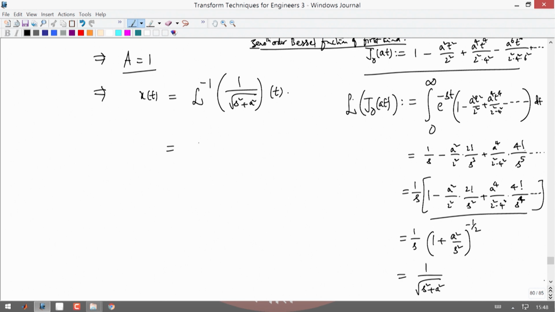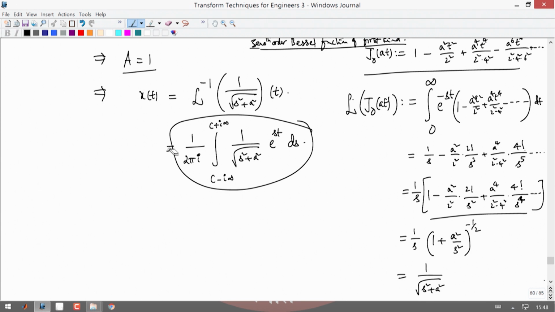So you can think of this as calculating the general Laplace inversion, from c minus i infinity to c plus i infinity, of 1 by square root of s square plus a square times e power st ds. So this is what you have to calculate. 1 by square root of s square plus a square is having branch points. That's a different technique you have to exploit. This is an advanced complex variable technique you have to use, because s square plus a square is having branch points.